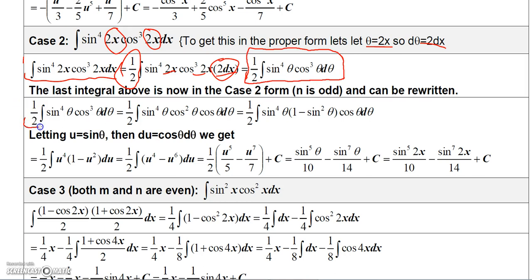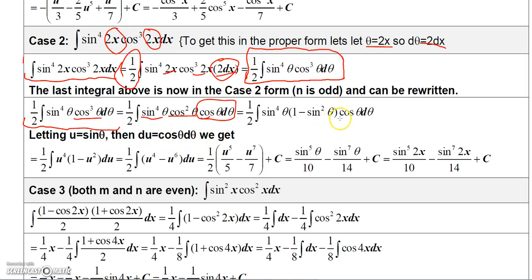So I'm just going to copy it down here, the same integral that I had up there. But notice what I'm going to do for the cosine cubed theta. I'm going to factor a cosine theta out of this and put it with the d theta. And that's going to help me in a minute. Now that means I have sine 4th theta times cosine squared theta, because I factored one of the cosines out. And now right here is where I can replace the cosine squared theta with 1 minus sine squared theta. And now I can let u equal sine theta, and du would be cosine theta d theta.